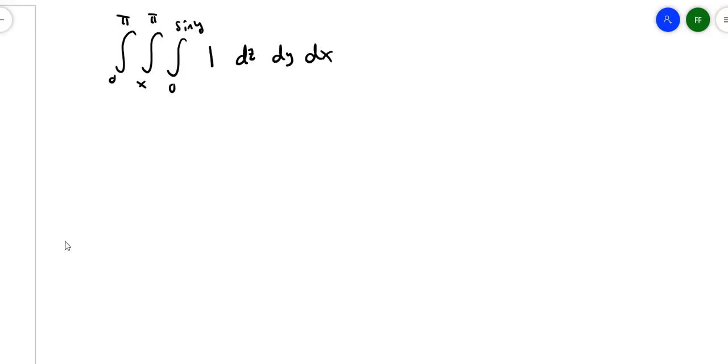All right, when we integrate with respect to z, what are we really doing? The integral of this with respect to z is just z evaluated at the sine of y and at 0. So this will give me just the sine of y. Really, then, I could have just put the sine of y and integrated it dy dx, and it would have given me, in this case, the same thing. All right, let's do the next step of integration.